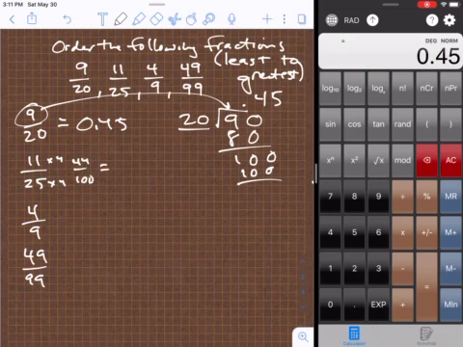Well, if it's over 100, you can just take this and write that as your decimal, because that's what a decimal means. 44 100ths is the same as 0.44.